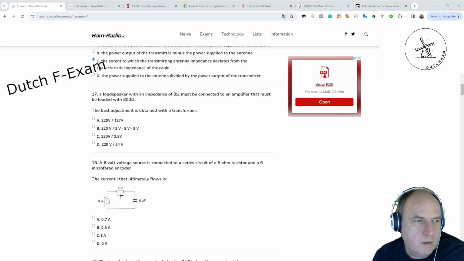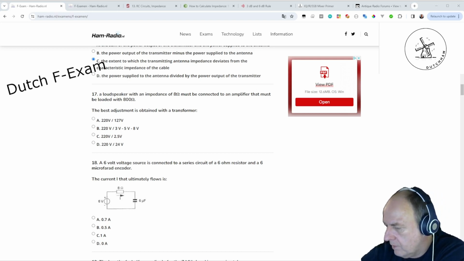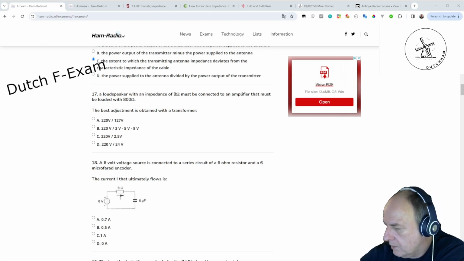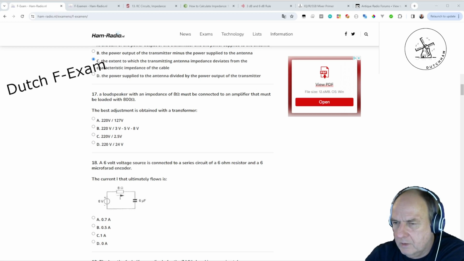Let's see what gets lost. 220 divided by 3 is 73. 44. 220 divided by 8 is 27.5. 220 divided by 8 is 88.